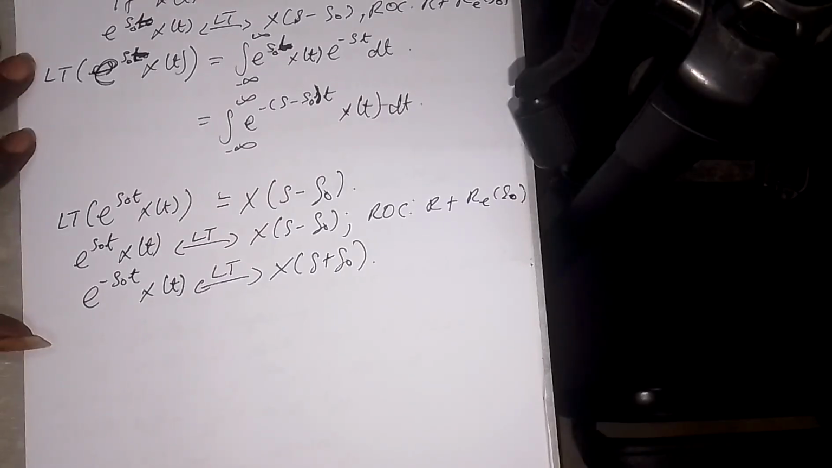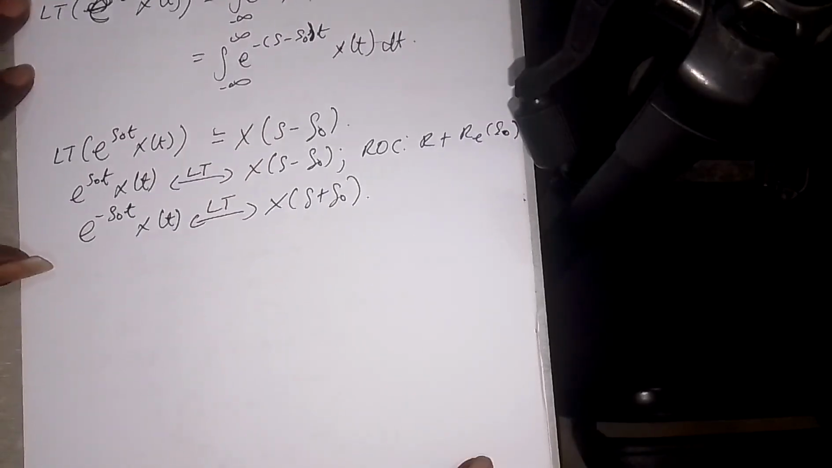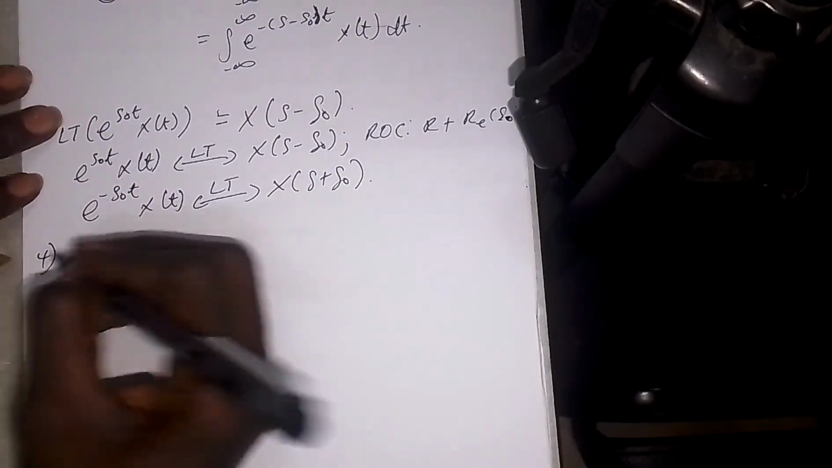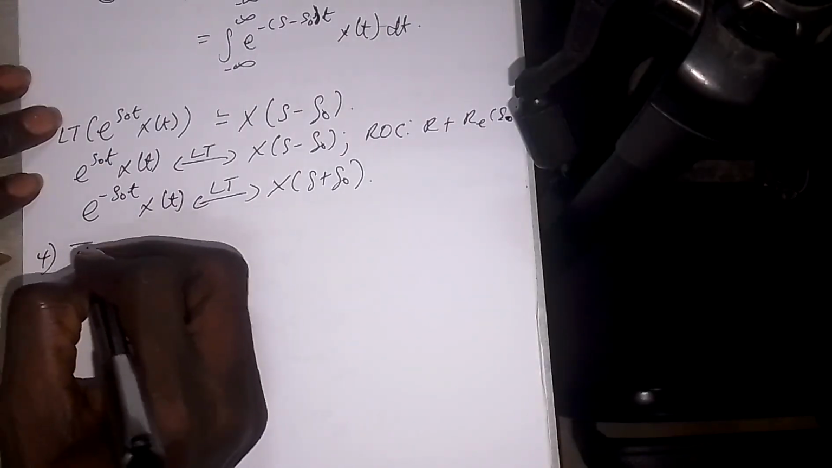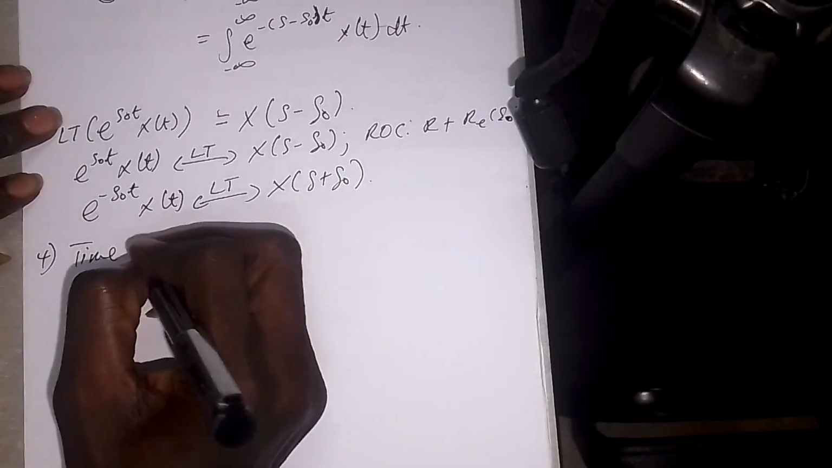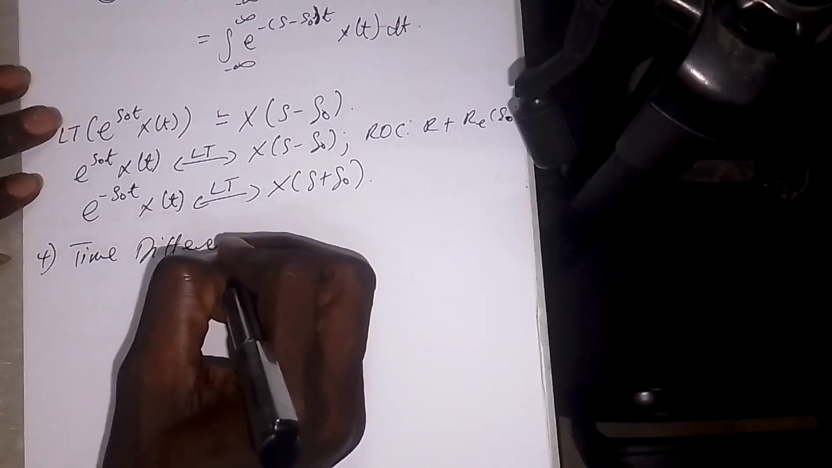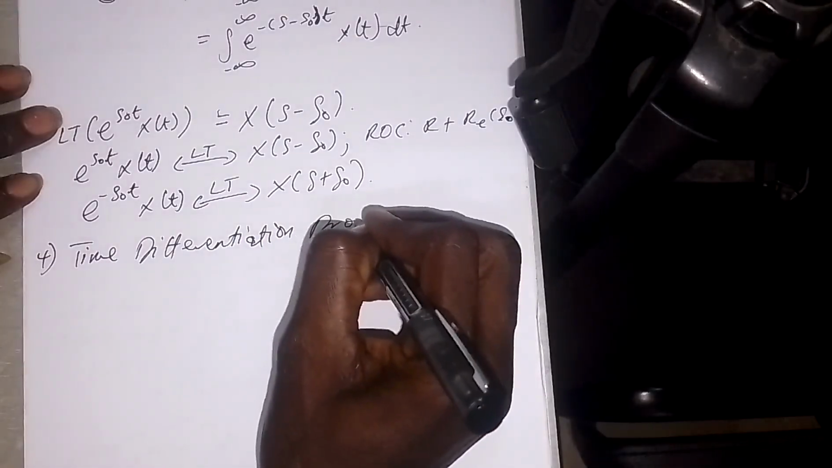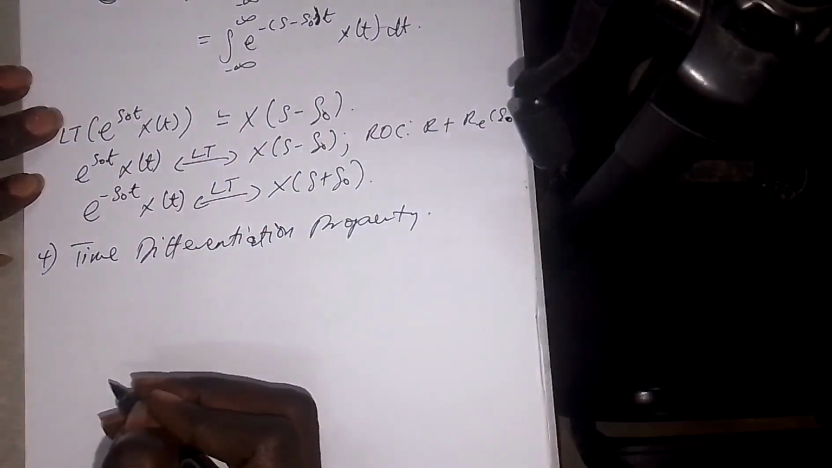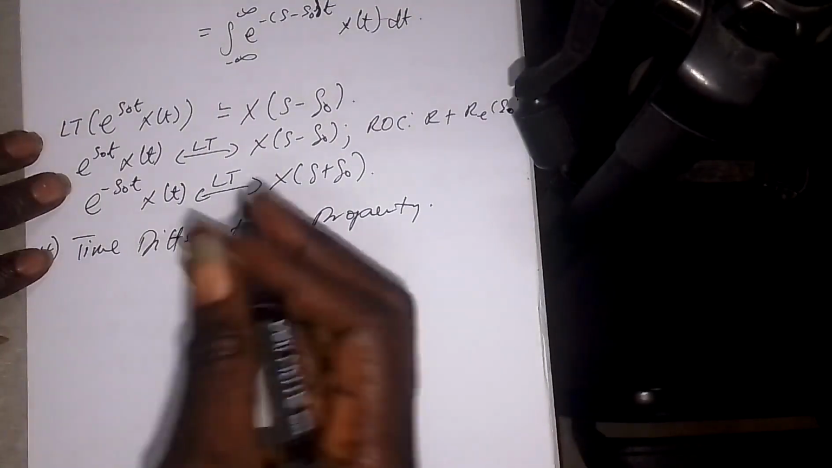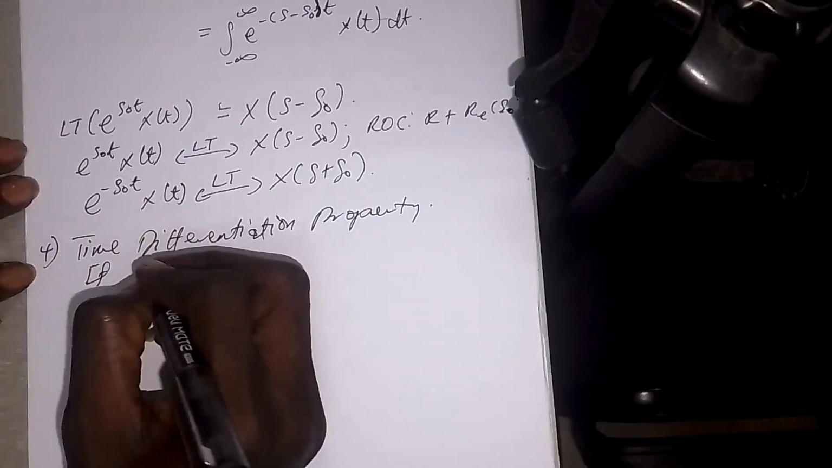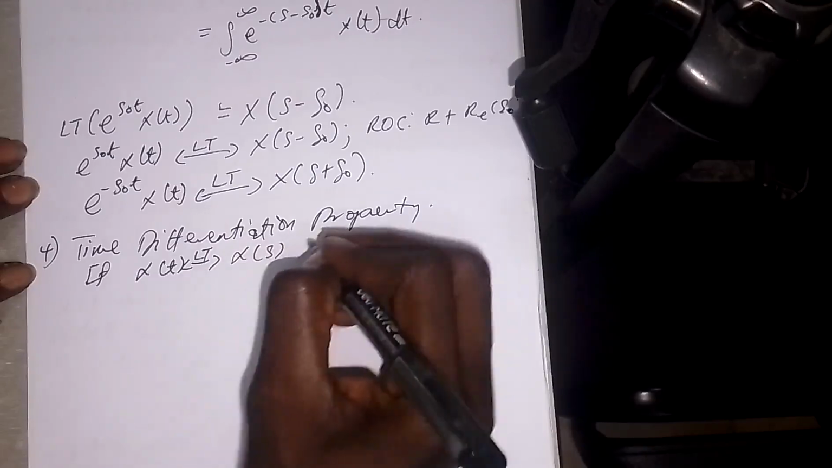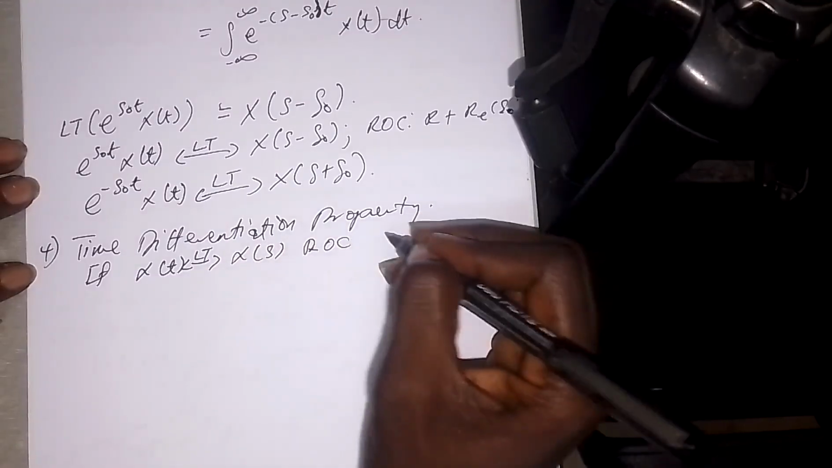Alright. Let us find another Laplace transform property. Okay, let us do number 4. Time differentiation property. So this is property number 4. So what is the time differentiation property? So here, if x of t has a Fourier transform of x of s, and then the ROC here is R. Okay.